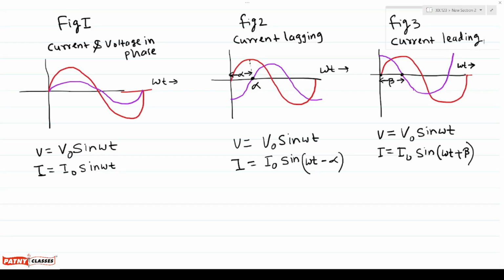Based on the discussion, let us summarize here in figure 1, figure 2 and figure 3. In figure 1, voltage and current are in phase. Since they are in phase, they are expressed by the same equation, that is V equals V naught sin omega t and I equals I naught sin omega t. What is V naught? V naught is the peak value of the voltage. And what is I naught? I naught is nothing but the peak value of current.